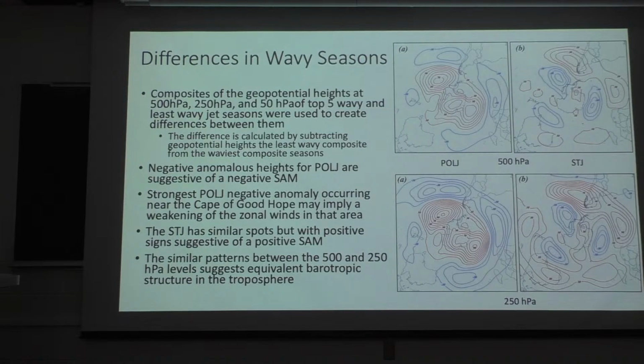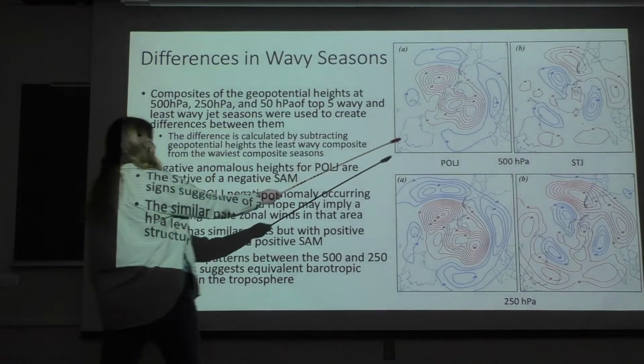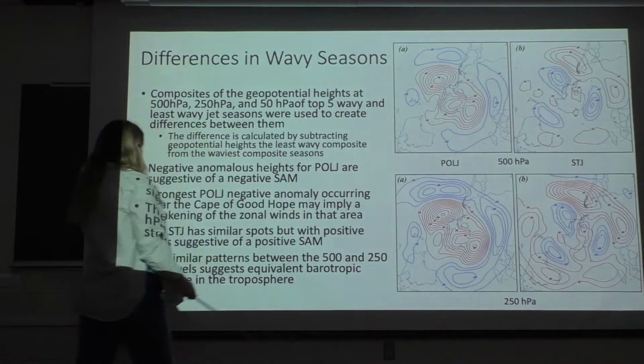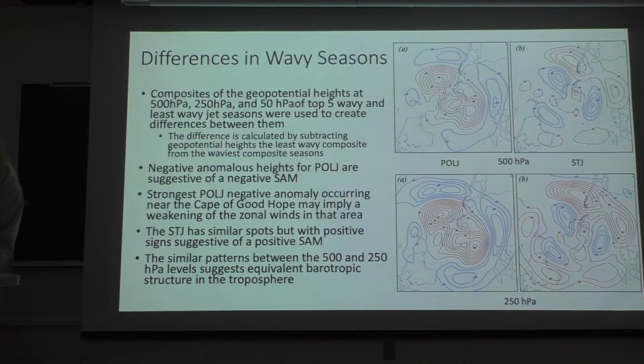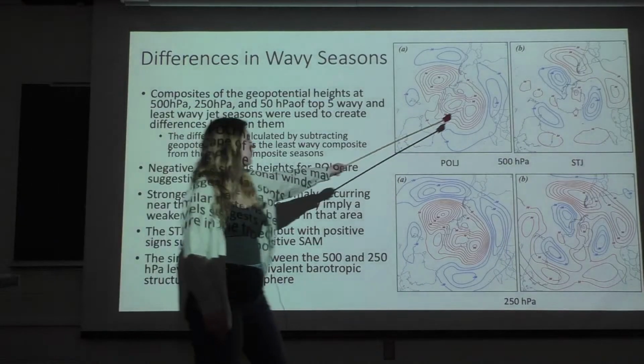Negative anomalies, or anomalous heights, for the polar jet are suggestive of a negative SAM, and that can be seen here with the polar jet. This first one, the strongest polar jet negative anomaly occurring near the Cape of Good Hope, may imply a weakening of the zonal winds in that area. So that would be over here.